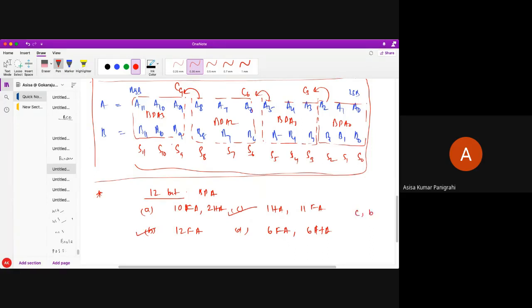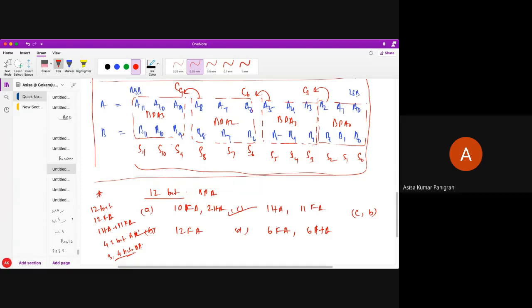Okay, C and B. Because for a 12-bit BPA, I need 12 full adders, else I need 1 half adder with 11 full adders, else I need four 3-bit BPAs. Also, I need three 4-bit BPAs. Any of the ways I can design this. Okay, any doubt, please let me know, students, else I will proceed further.